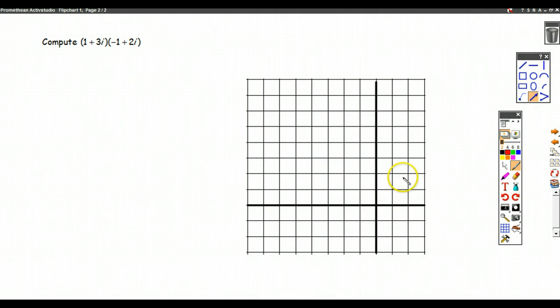We've looked at adding complex numbers, now we're going to look at multiplying complex numbers. So these are two complex numbers that I'm going to multiply together. First thing I want to say is that I know what your temptation is when you multiply these together. You want to use FOIL, right?